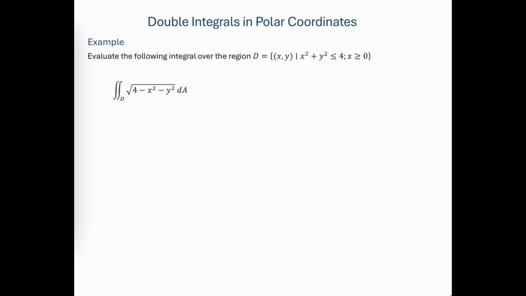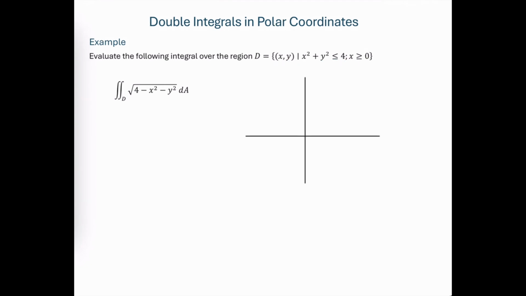Evaluate the following double integral over this region, D. The first thing we need to do is to sketch the domain region. So we're looking at the xy ordered pairs that are inside a circle of radius 2, but also so that we have positive x values. So here's a circle of radius 2, but then we only want just the positive x values, so we're looking at this semicircle. So this is the domain region D over which we're integrating.